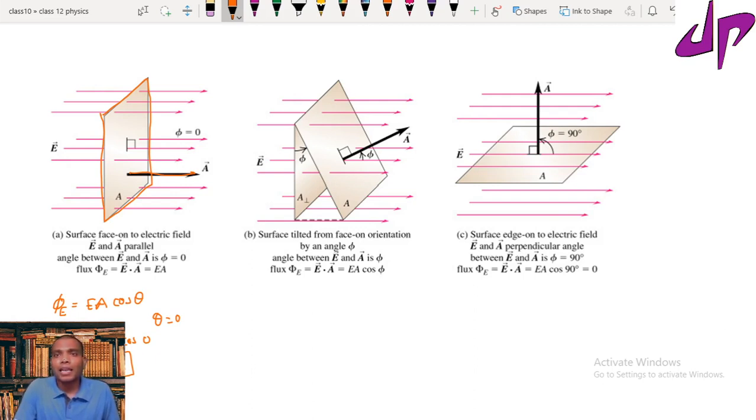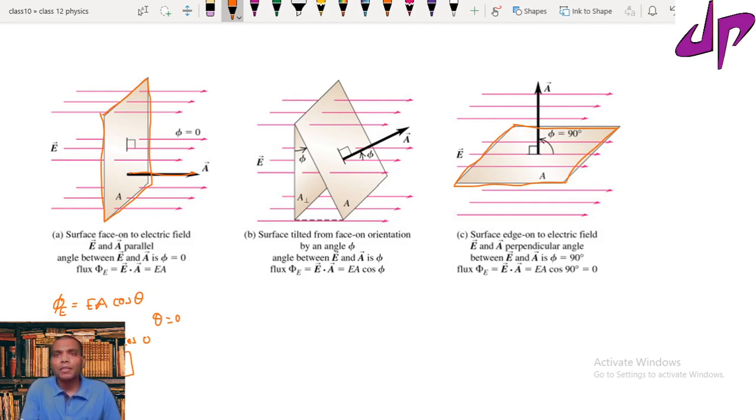Here you can see the electric field lines are the pink lines, they are going. But here the surface is exactly 90 degrees to the earlier case. If you turn the earlier surface anti-clockwise by 90 degrees, now the surface is in this direction, and the electric field lines are moving in this direction. Now here A bar is the area vector of the surface and these pink lines are the electric field lines.